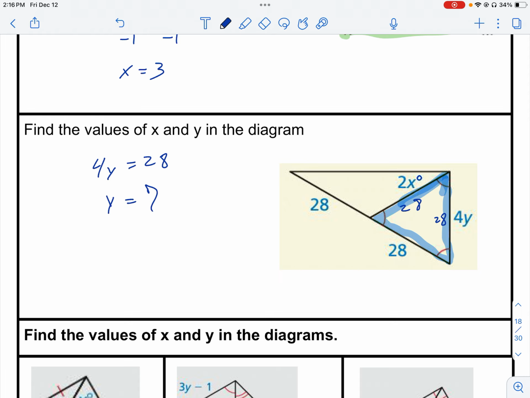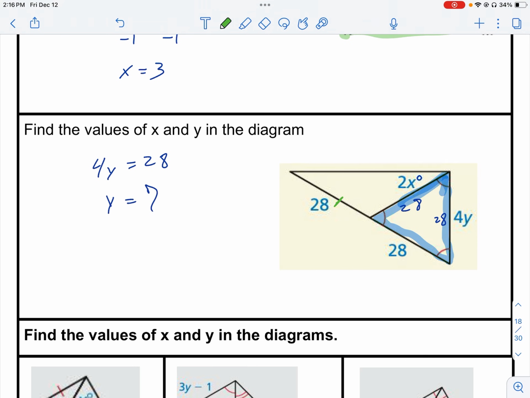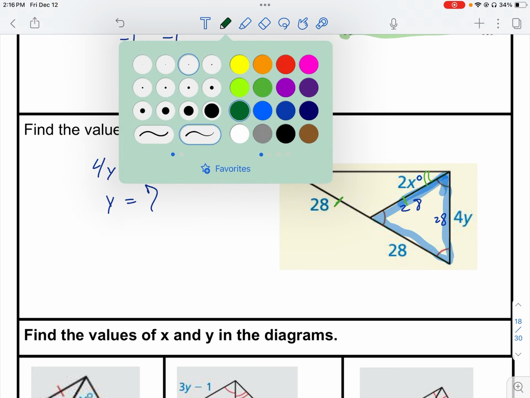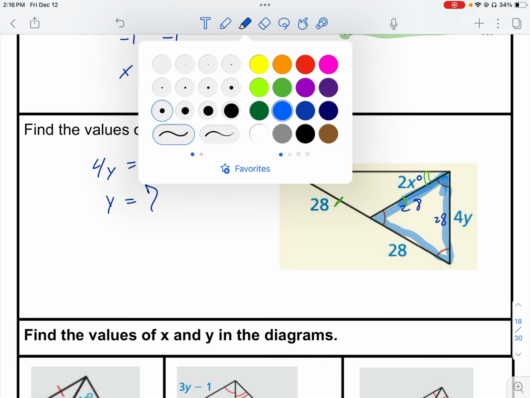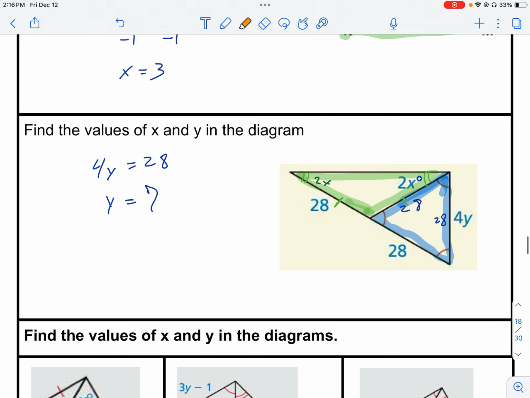Well, here, these two sides are 28. So these two angles are going to be congruent. Let's make that just a touch darker. And so here on this triangle, we know this is 2x. That does not help us solve for x. But what we can do is use any rules that are available to us, which are all of them. Right here is a straight line. A straight line is a straight angle, so it's 180 degrees.